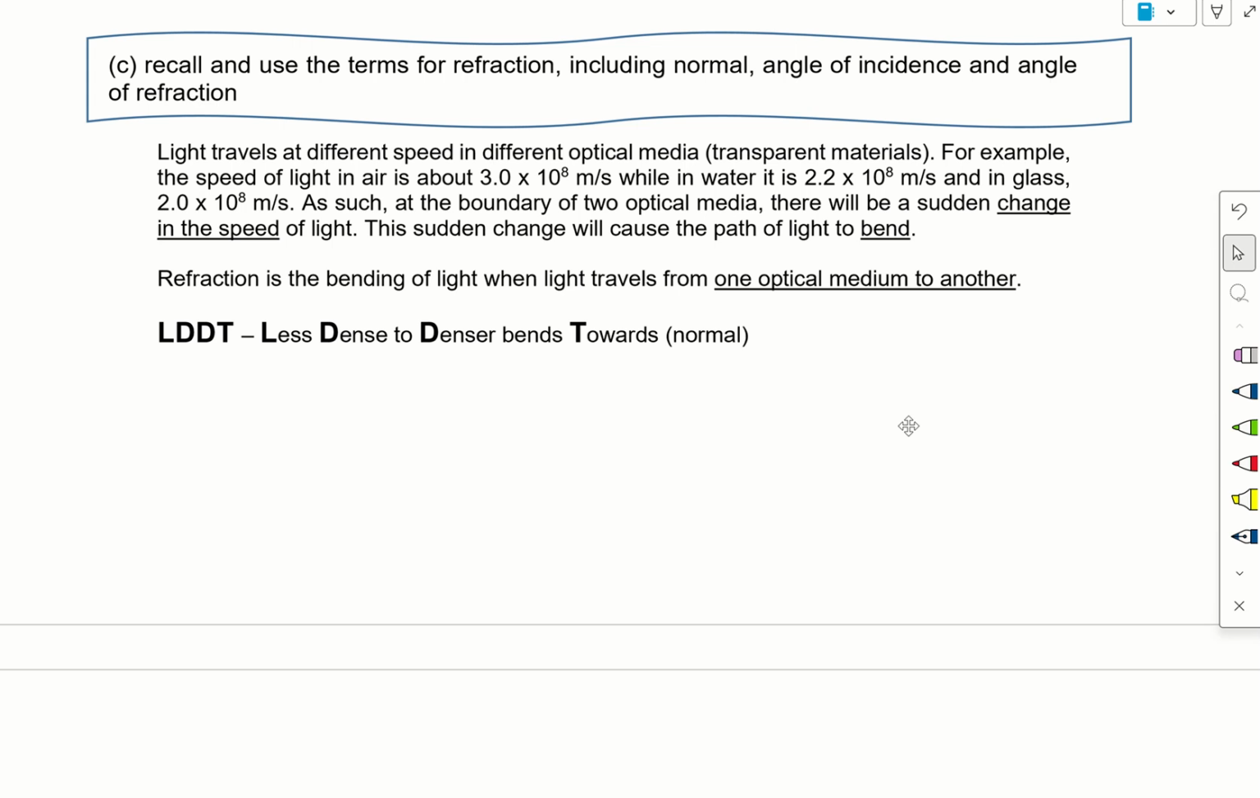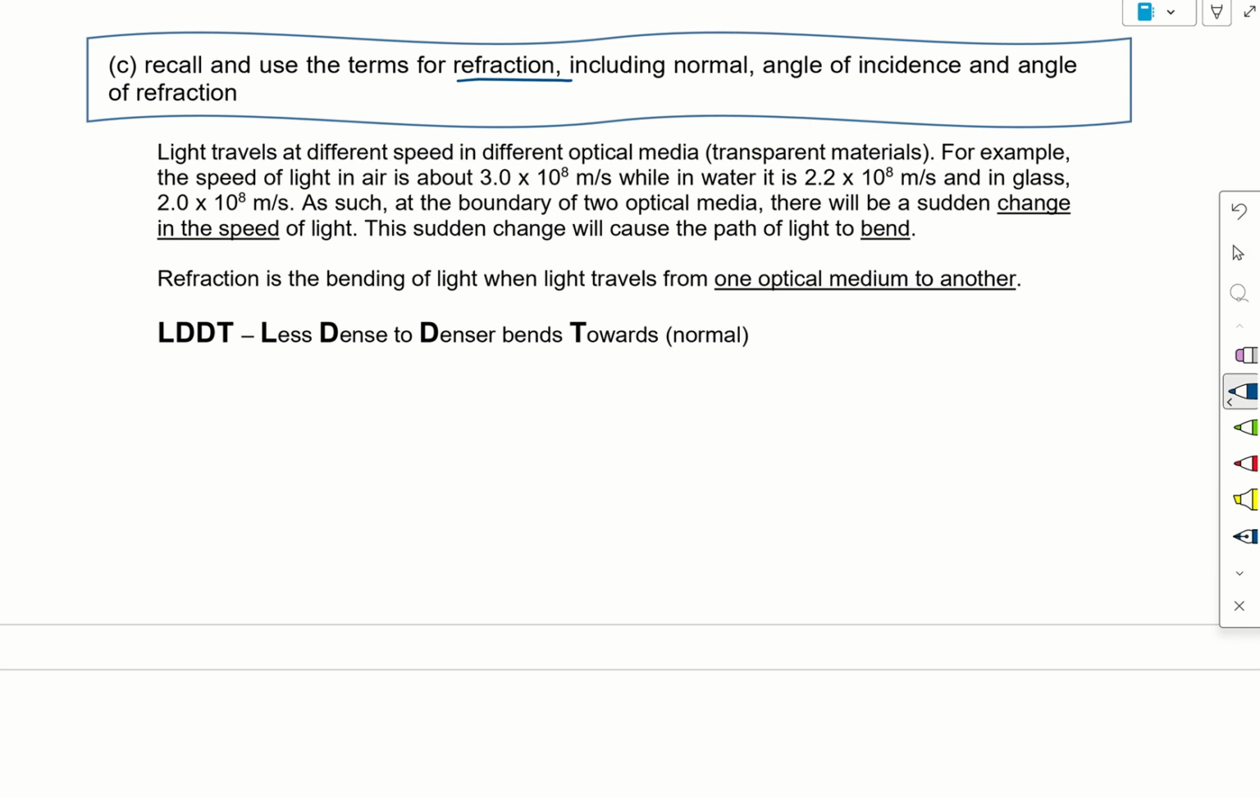Okay, for this video, we'll be going through light success criteria C. Recall and use the terms of refraction, including normal, angle of incidence, and angle of refraction. So we have covered reflection in the previous two videos. Now we'll be going through refraction.